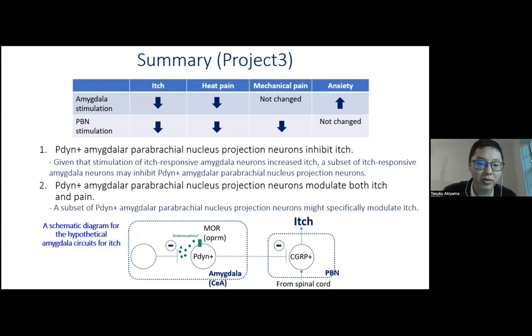The bottom shows the schematic diagram for the hypothetical amygdala circuits for itch. The itch stimuli activate a subset of the amygdala neurons, and then that can release maybe endorphins, such as some MOR agonists, and that actually inhibits a subset of the PDYN positive amygdala neurons that project to the PBN, and thereby inhibits itch.